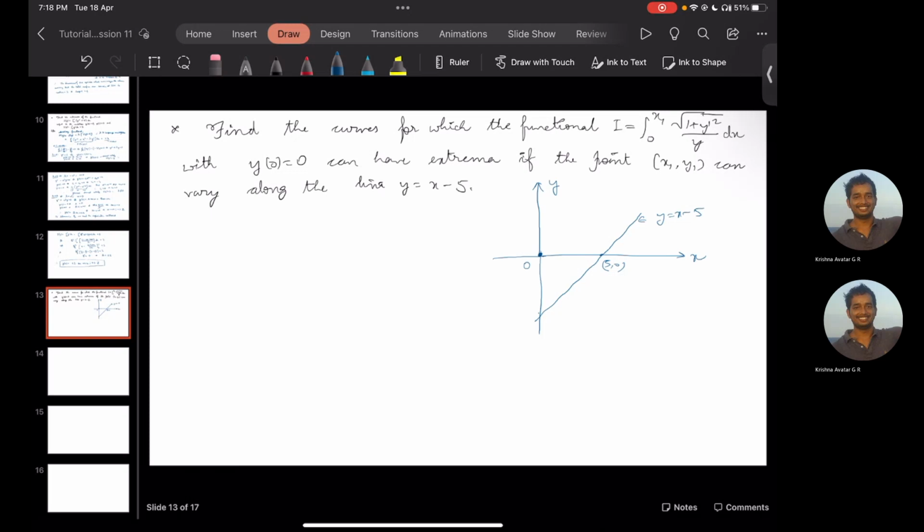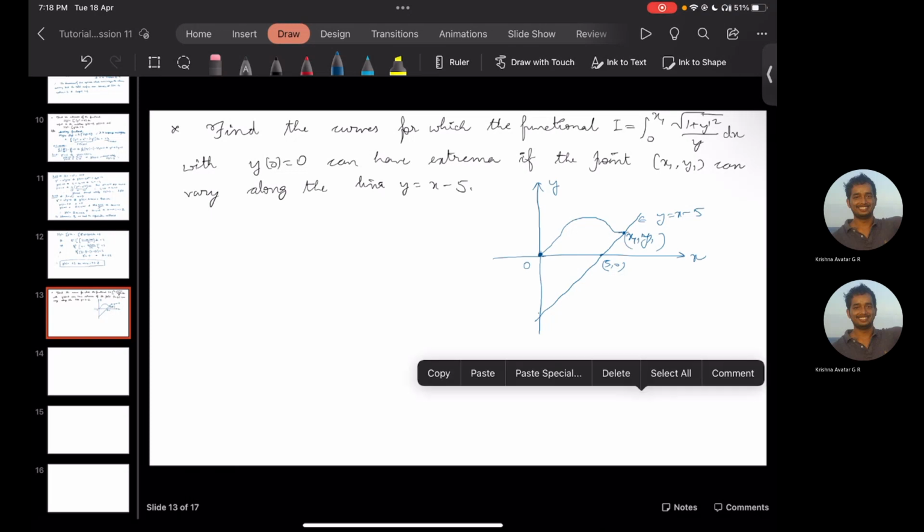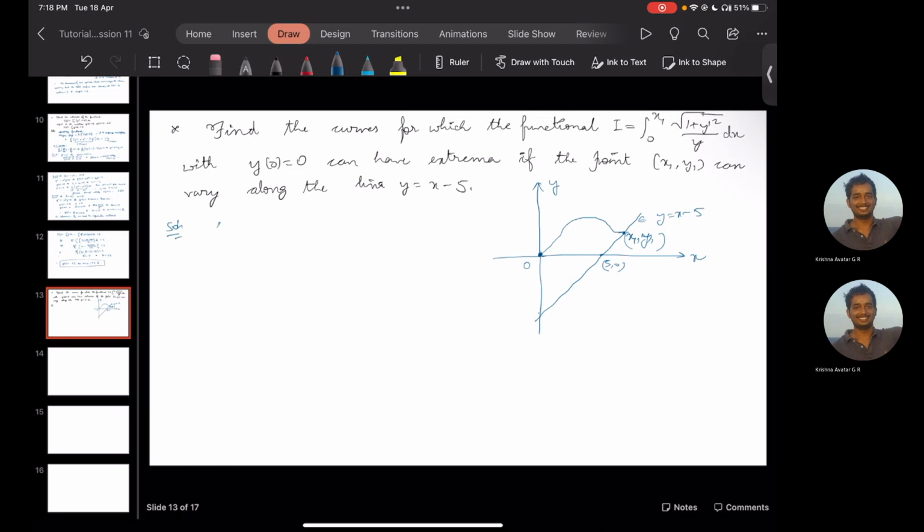So it says that we need to determine a curve such that the domain of the function is from 0 to x1. So one point is fixed, which is 0, and the other point is x1, which can lie anywhere on this line, which is y equals x minus 5. So it's a problem of a variable endpoint. And to solve such problems, we need to invoke what we call the transversality condition, right?